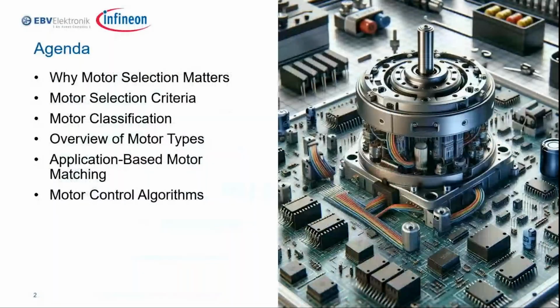If we take a look at our agenda for motor selection, we need to understand why this choice is critical and look at the selection criteria. Then we will look at the schematic of the classification of motors. Under overview of motor types, we will talk about the general operating principles and advantages and disadvantages of 4 different types of motors. Afterwards, we will take a look at the table where we match motors with application types. And we will conclude by reviewing the motor control algorithms offered by Infineon.